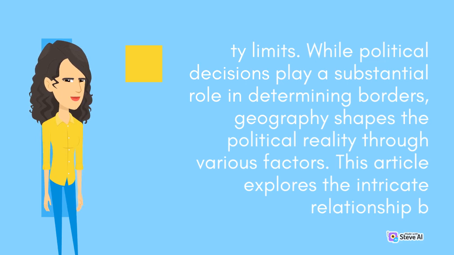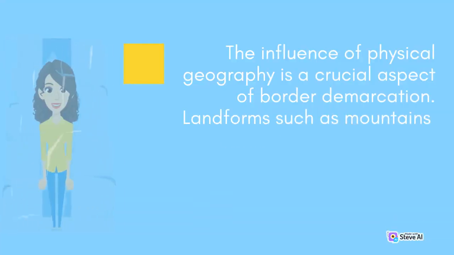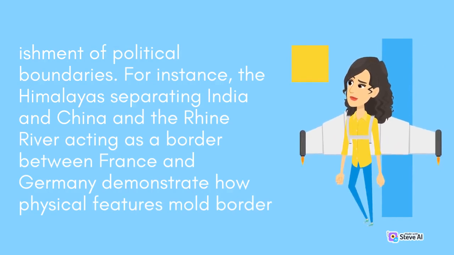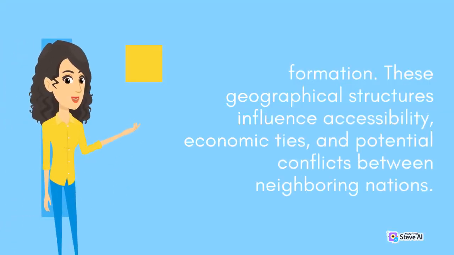This article explores the intricate relationship between geography and politics in the global formation of borders. The influence of physical geography is a crucial aspect of border demarcation. Landforms such as mountains, rivers, and deserts act as natural barriers or conduits, significantly impacting the establishment of political boundaries. For instance, the Himalayas separating India and China and the Rhine River acting as a border between France and Germany demonstrate how physical features mold border formation. These geographical structures influence accessibility, economic ties, and potential conflicts between neighboring nations.